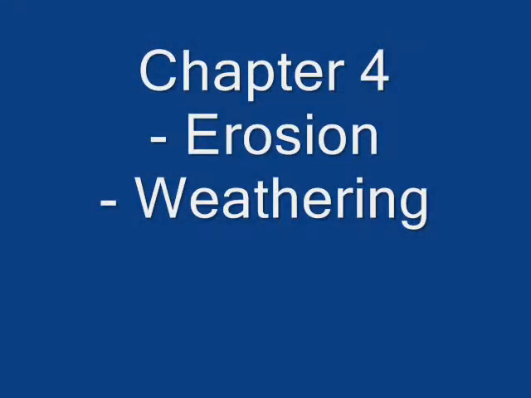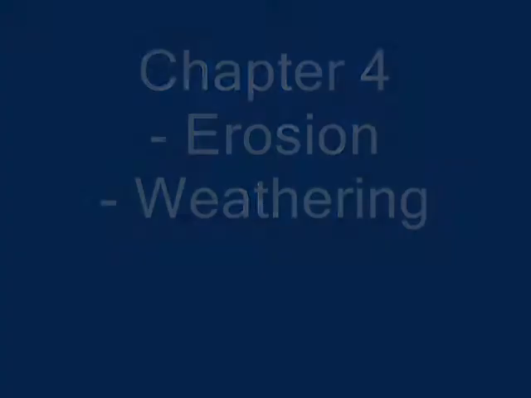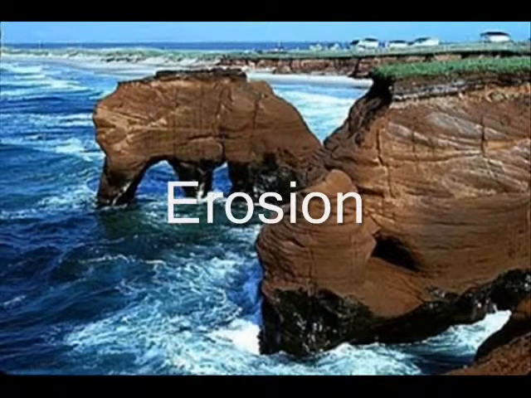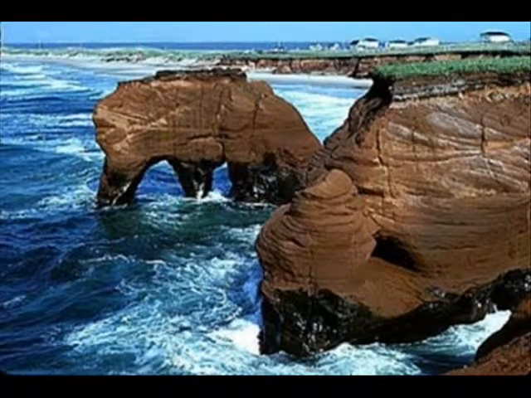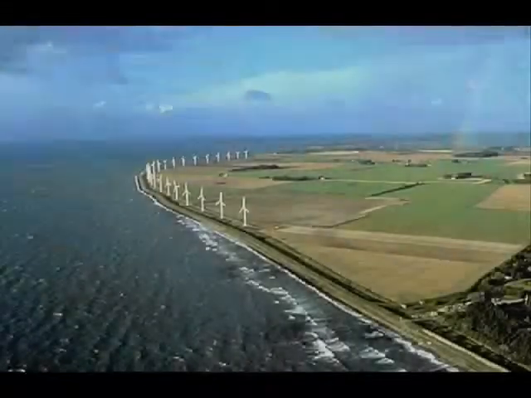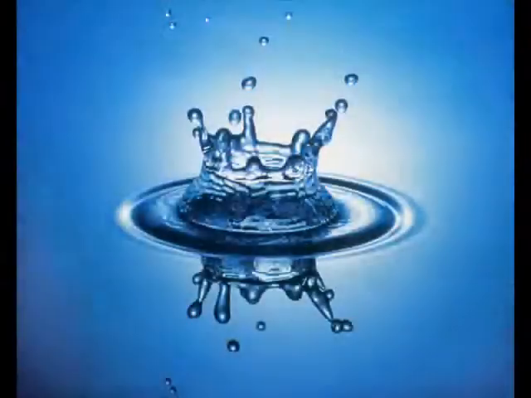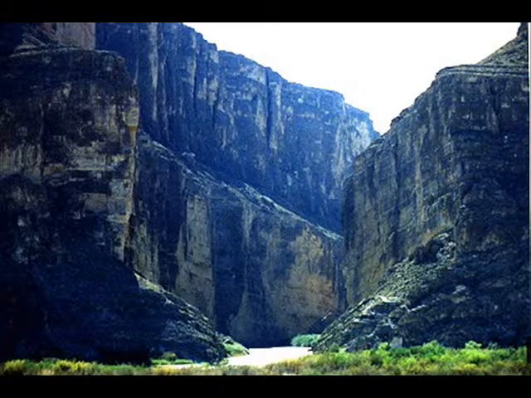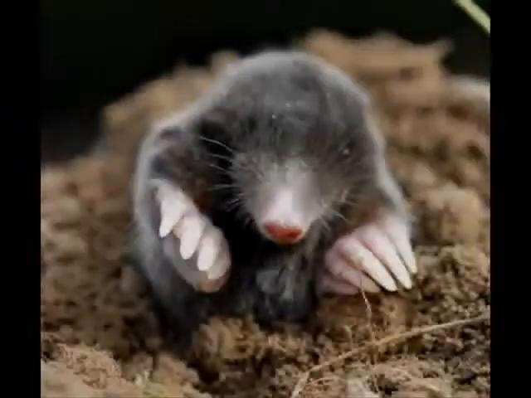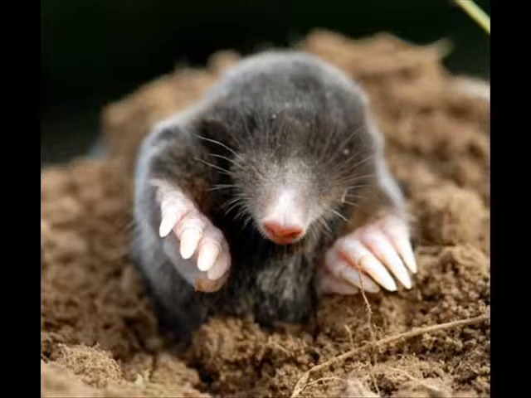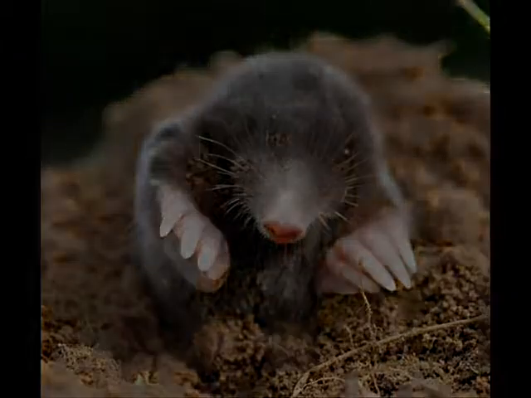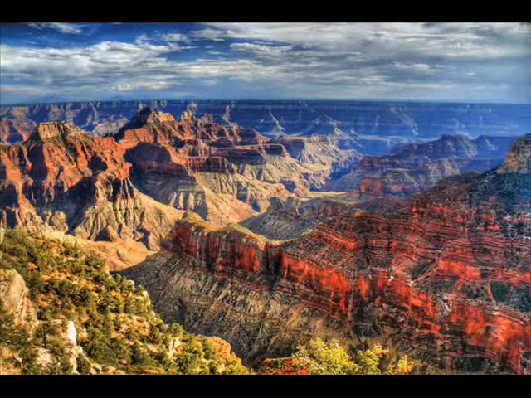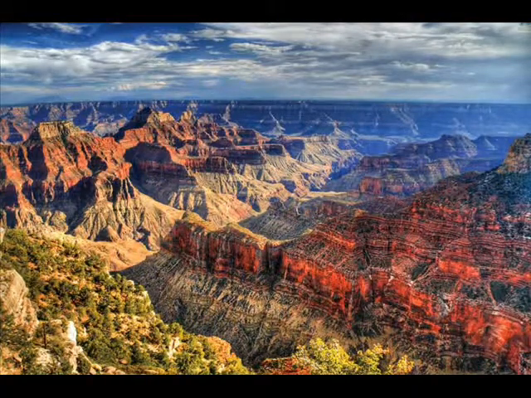Chapter 4, Erosion and Weathering. Erosion is the removal of solids in the natural environment. It usually occurs due to transportation by wind, water, or ice, by downslope creep of soil and other material under the force of gravity, or by living organisms such as burrowing animals in the case of bioerosion. Erosion shapes many things, such as the well-known Grand Canyon, along with many other valleys and beautiful structures.